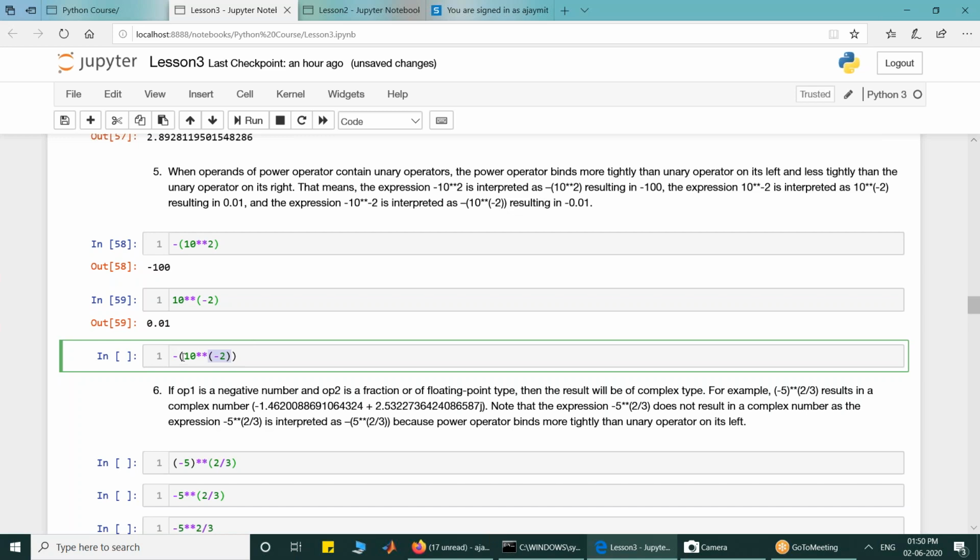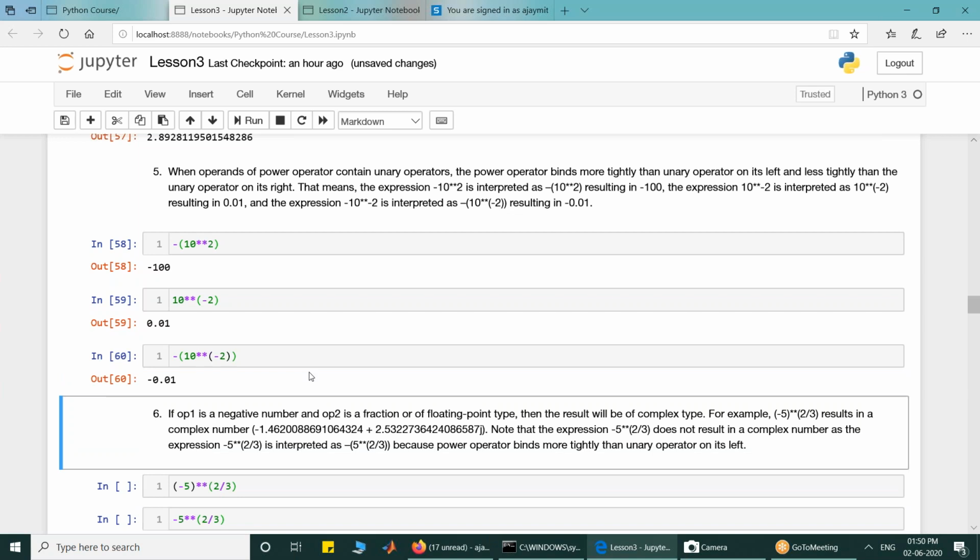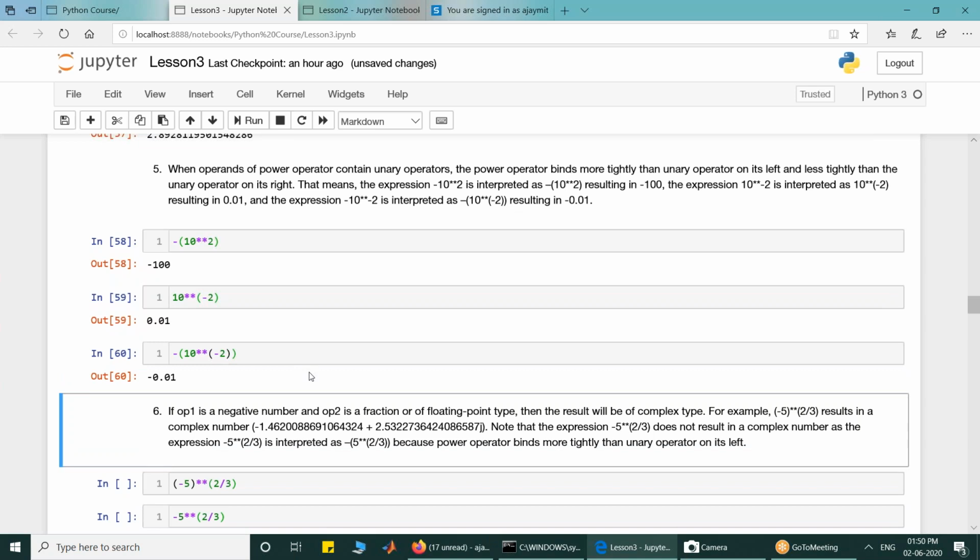Yes, Sukh, this is right. Firstly, minus 2 will be computed. Then 10 raised to power minus 2 will be computed. And then the whole will be negated. So this comes out to be minus 0.01. Okay, so this is the expression.